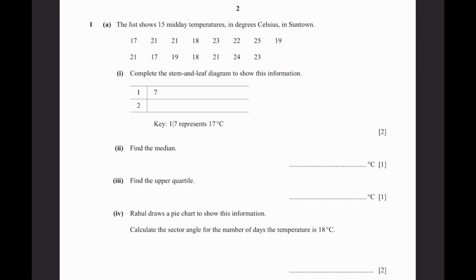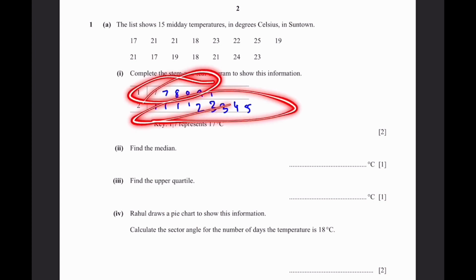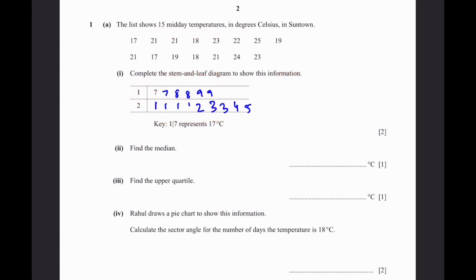Now we need to write from smallest to biggest. We have two 17s, another 17, and then two 18s, two 8s, two 19s, two 9s. So that's it. Now we go to the ones with 2 as the tens digit. So there are four 21s, four 1s here. There's 22, two 23s, and 24 and 25.